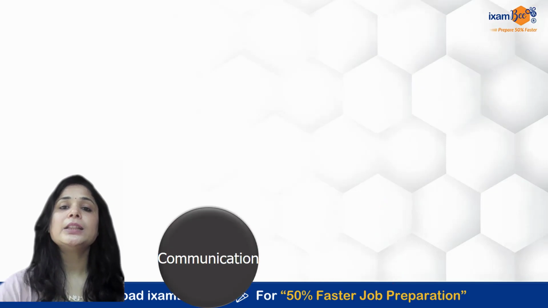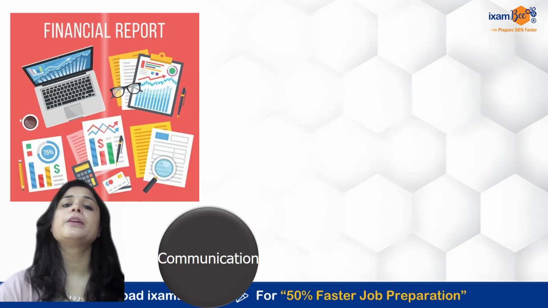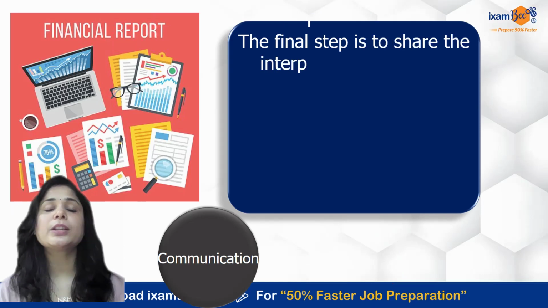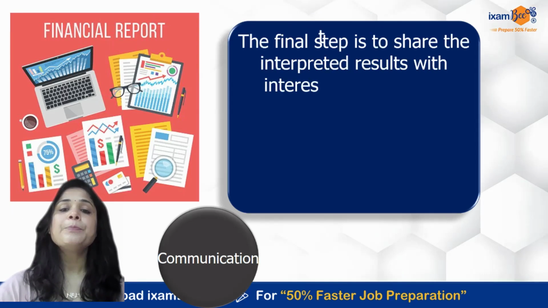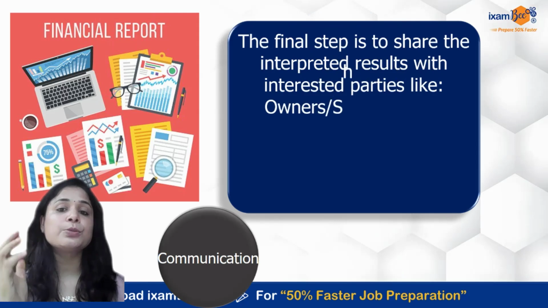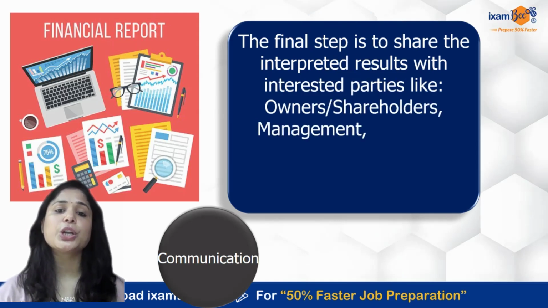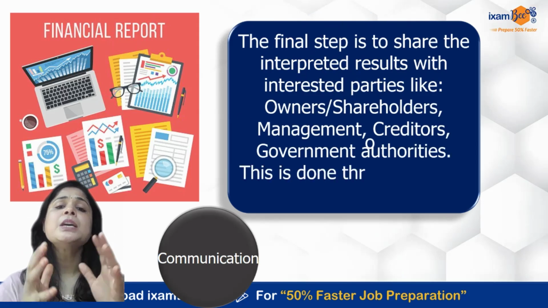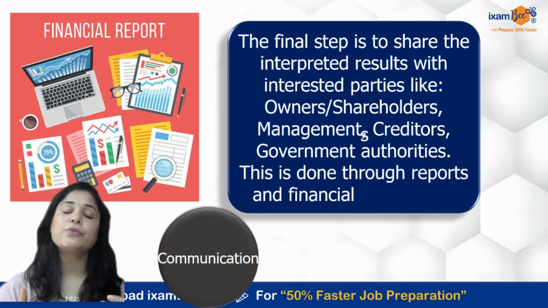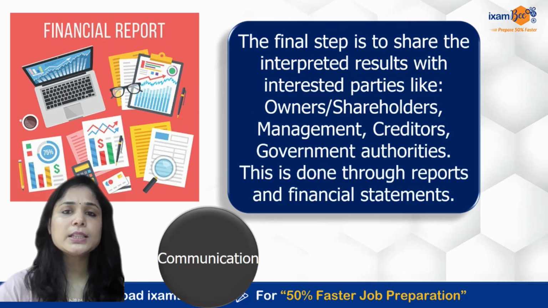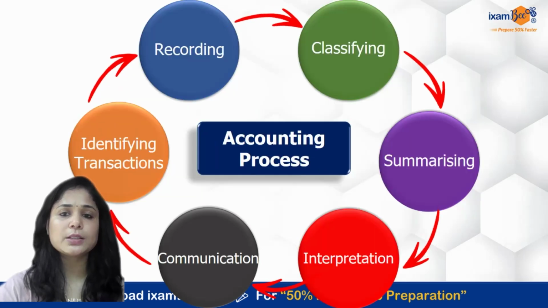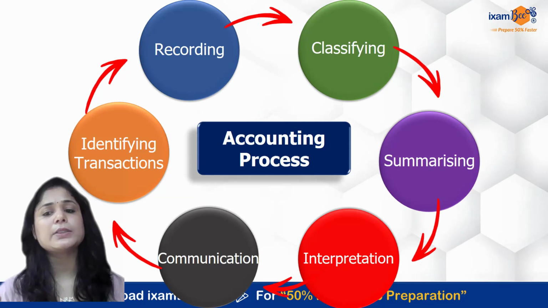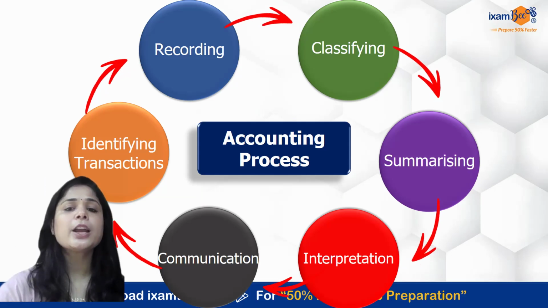And finally, the results are communicated to the users of the financial information in the form of financial reports. The users can be the shareholders, the management, the creditors, the government authorities. They all use the financial information to take decisions. So this is the accounting process. First is identification, then recording, classifying, summarizing, interpretation, and communication.